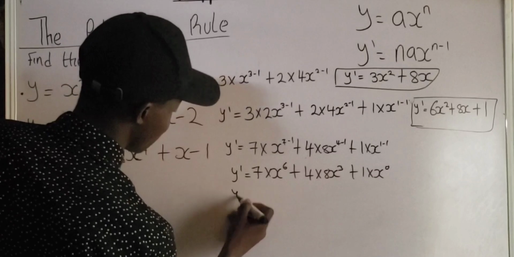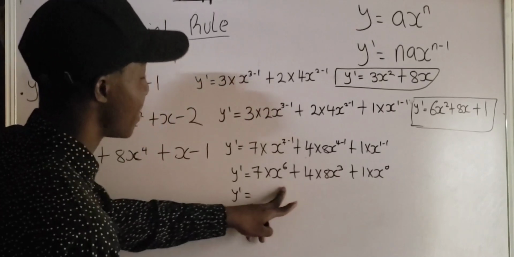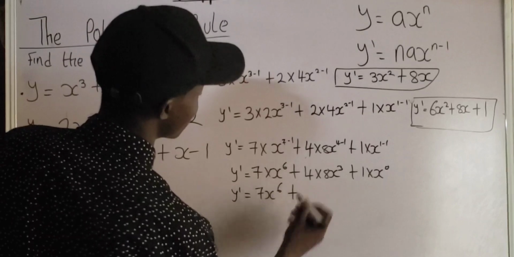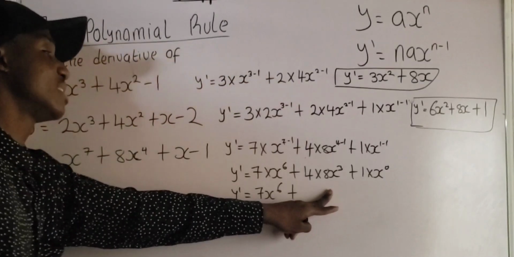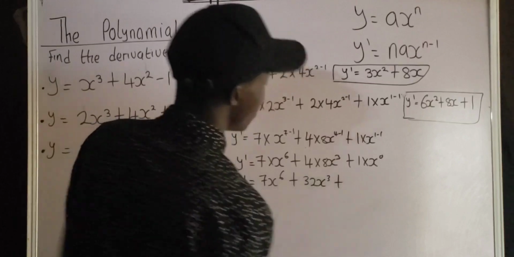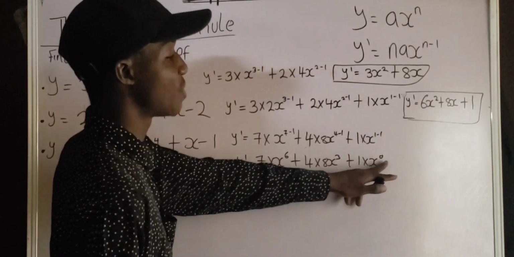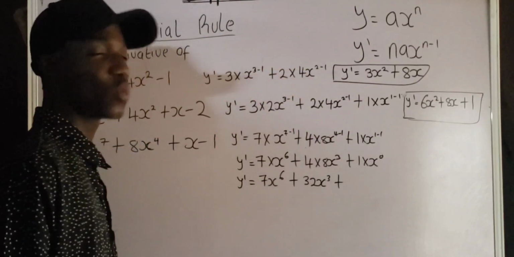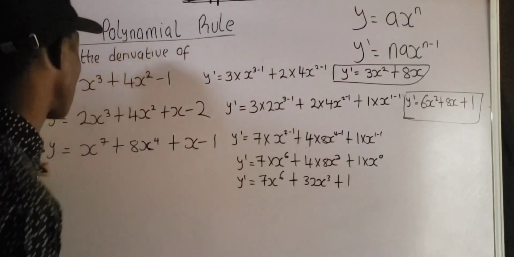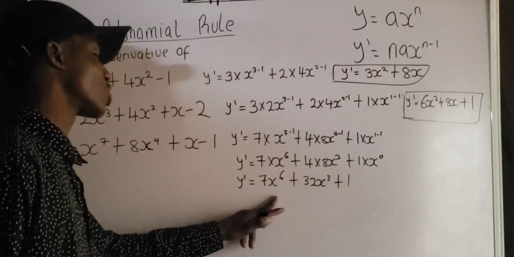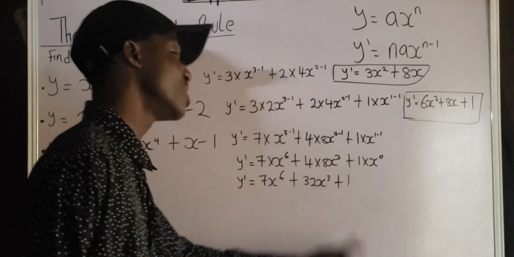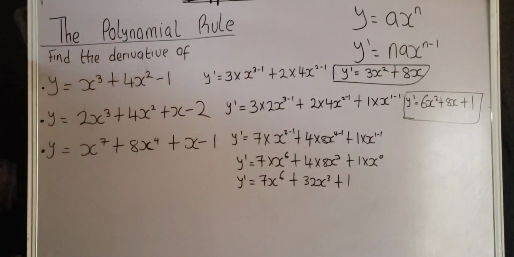So let us proceed. For this, I have 7 multiplied by x raised to the power of 6, that is 7x^6, plus 4 multiplied by 8, that is 32x raised to the power of 3, plus 1 multiplied by x raised to the power of 0. x raised to the power of 0 is 1. So 1 multiplied by 1 is what? 1. So the derivative of the third question is what? y is equal to 7x^6 + 32x^3 + 1. Now, I want you to try this.